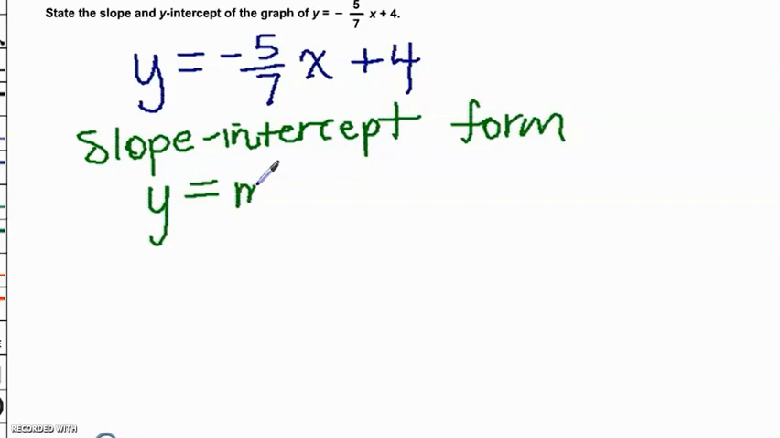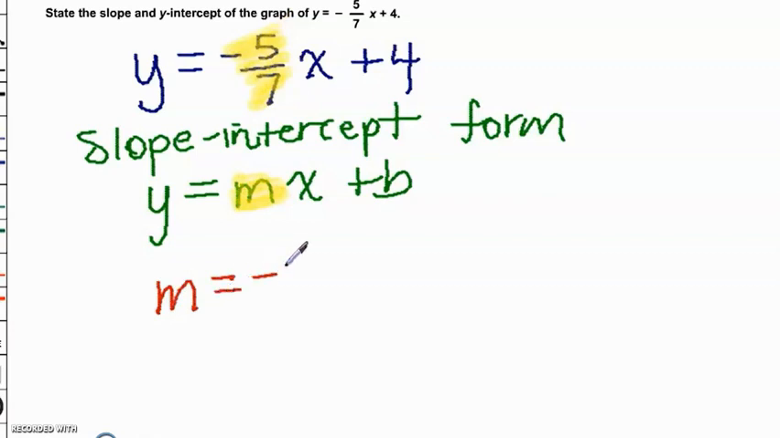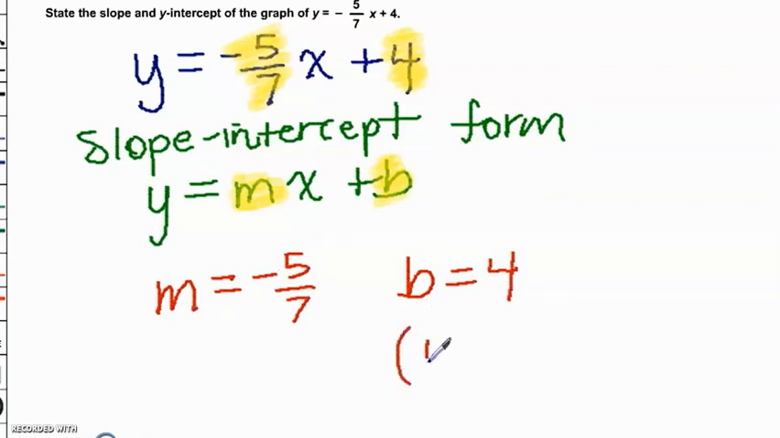Slope-intercept form is y equals mx plus b, where m is our slope. So we can say that m equals negative 5/7 because you can see that is in the place of m, and b is our y-intercept. So you can see that 4 is in the place where b would be in the equation. So we can use slope-intercept form to help us find the slope and the y-intercept. So our y-intercept point would be 0, 4.